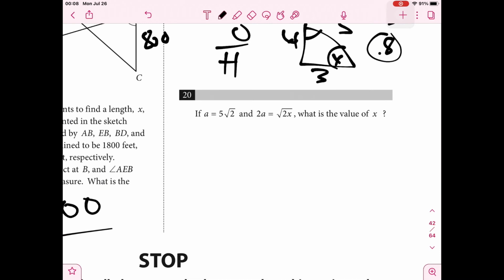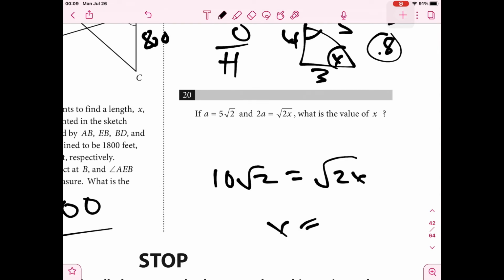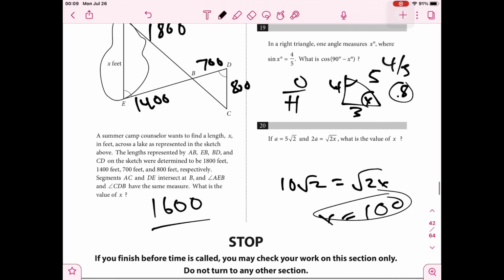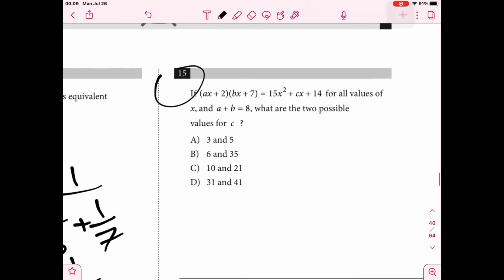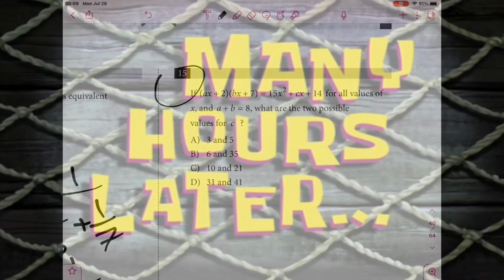If a is equal to 5 root 2 and 2a is equal to root 2x, what is the value of x? So 10 root 2 is equal to root 2x. So I just have to pull out a 10, so that's 2, x is 100. Yeah, x is equal to 100. Alright, now I just need to go back to that one question, if I have time. I don't even know if I have the time.